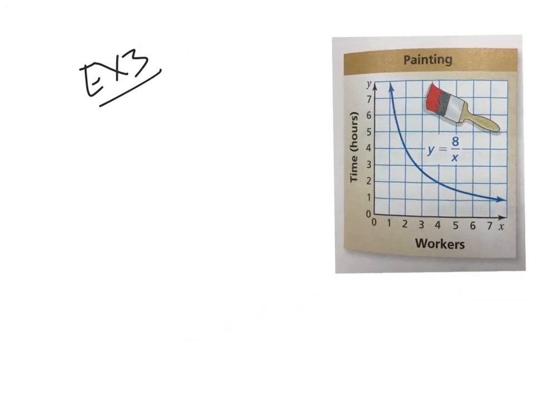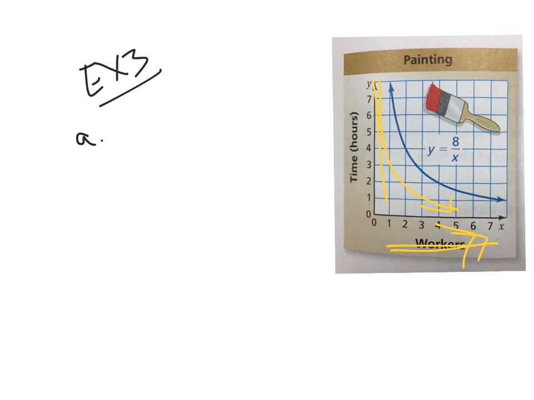All right, example 3. The graph shows the number of hours y it takes x number of workers to paint a room. For A, they're asking, how does y change as x increases? So looking at y, what happens as you get more workers? The y goes down. So the more workers I get, the less time it takes to paint, right? X increases. So write that down.